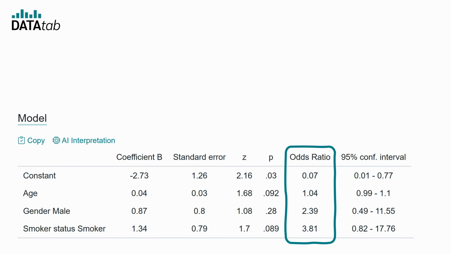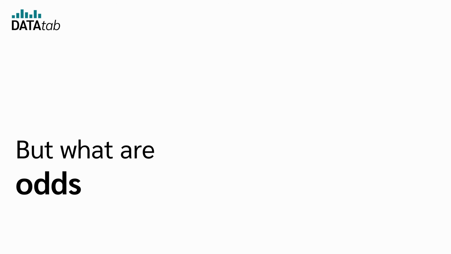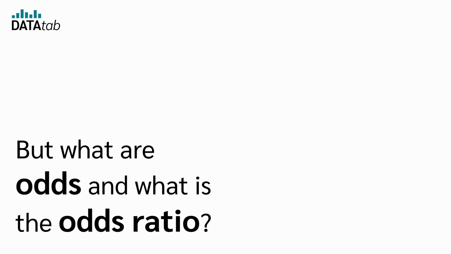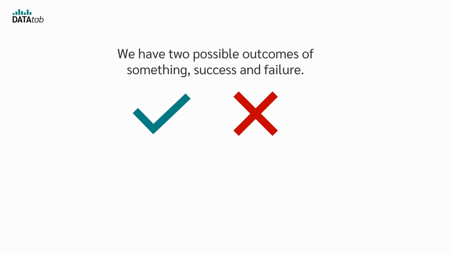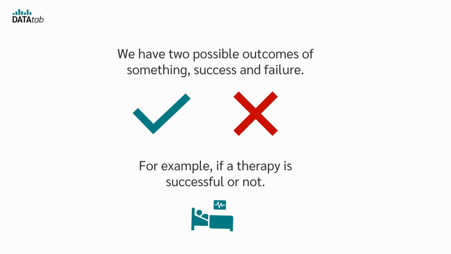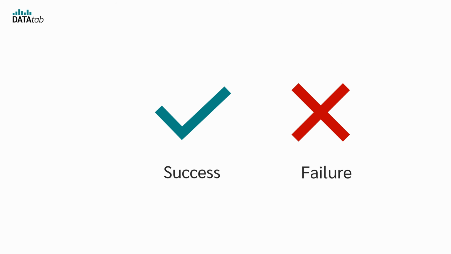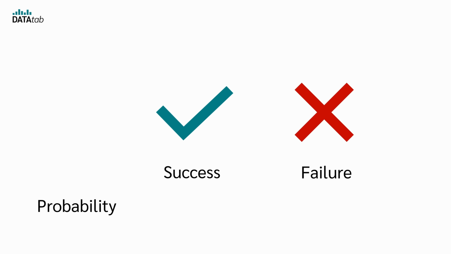And finally, the odds ratio. But what are odds and what is the odds ratio? Let's start with the odds. Let's say we have two possible outcomes of something, success and failure. For example, if a therapy is successful or not. Let's say that the probability that the therapy is successful is 0.7, so 70%, and thus the probability of failure is 1 minus 0.7, so 0.3.